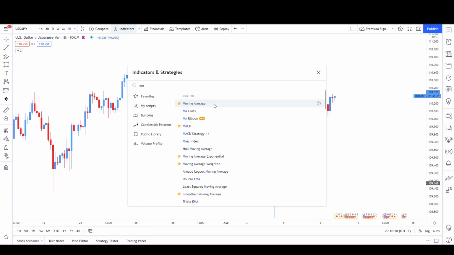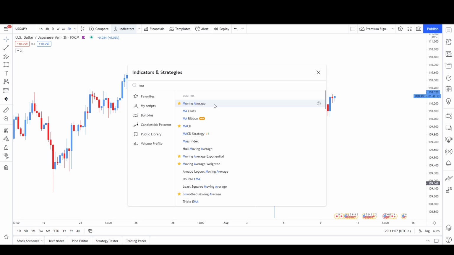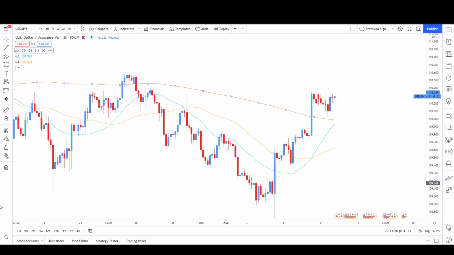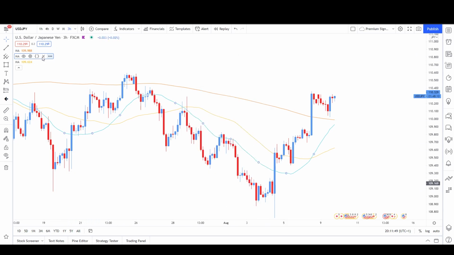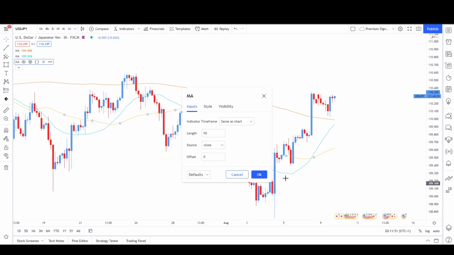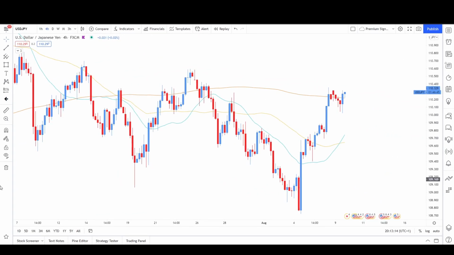So now triple click on it because we do need three of them, and now let's adjust the settings because we cannot play with the wrong cards and magically expect high wins. To adjust the settings, just click on the settings bar, go to the input section and change the length from the default to 200, and do the same thing for the other two moving averages. So it's going to be 25, and as I said, we will be using 50 as our additional confirmation for this strategy. So the first step is done.